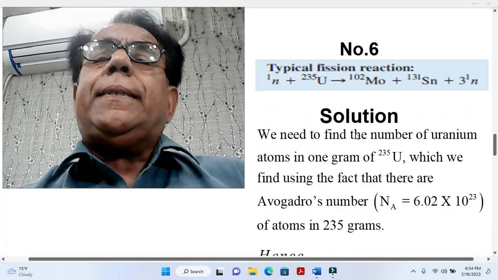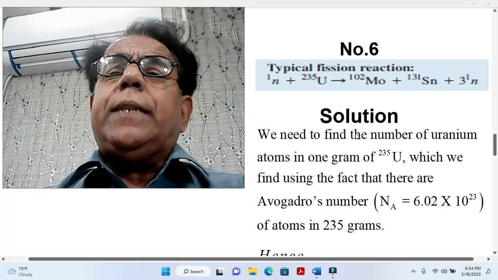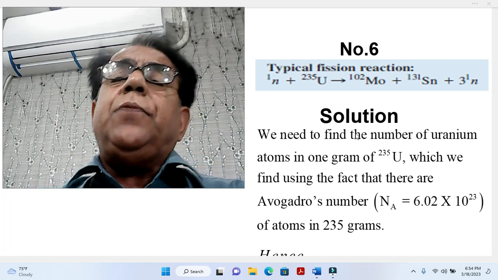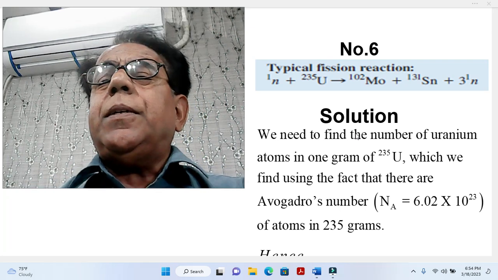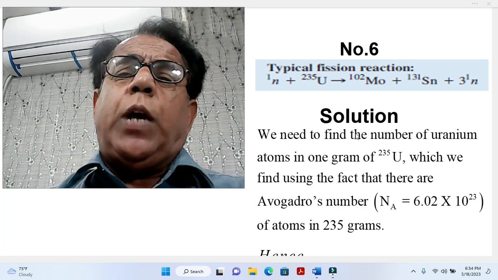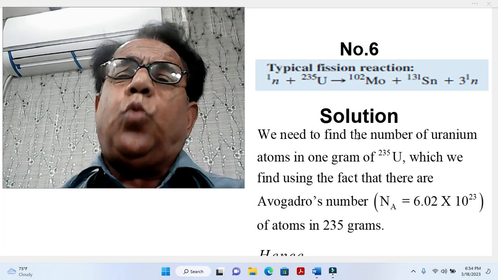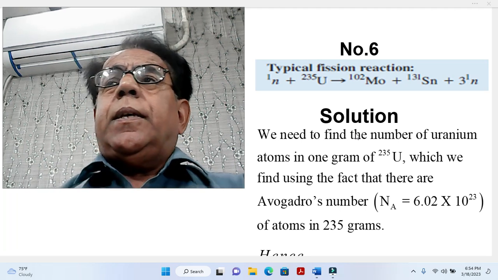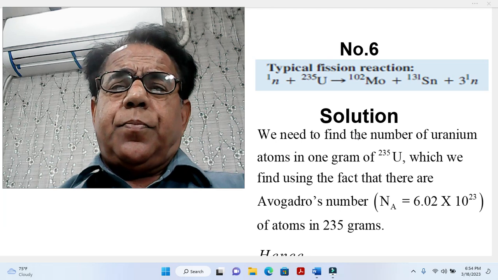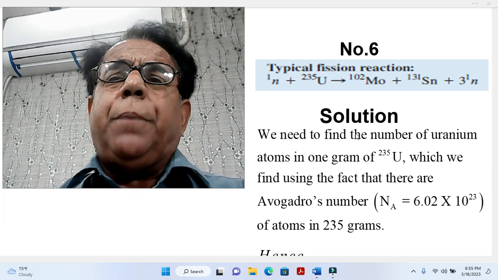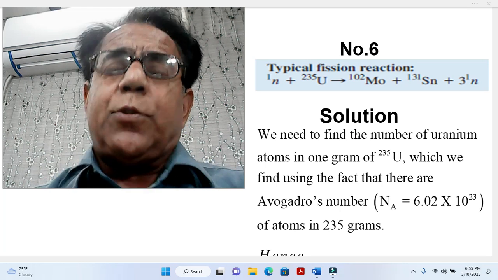Tool number 6 is a typical fission reaction. This is just in order to fill the formality. Primarily there is no adequate use of this tool. Anyhow, in order to have some base or foundation for solving this problem, this tool has also been introduced.